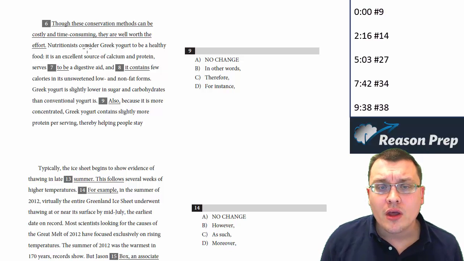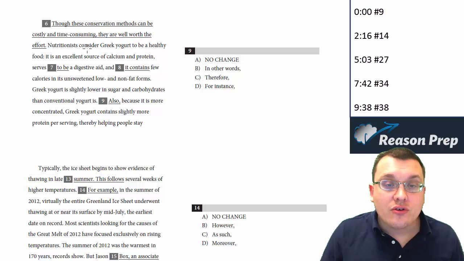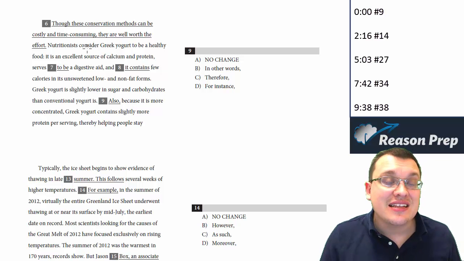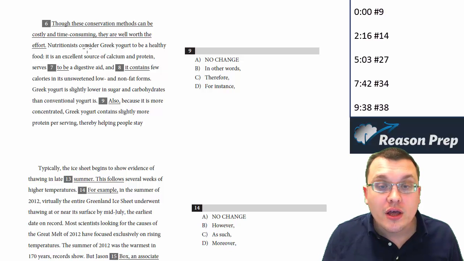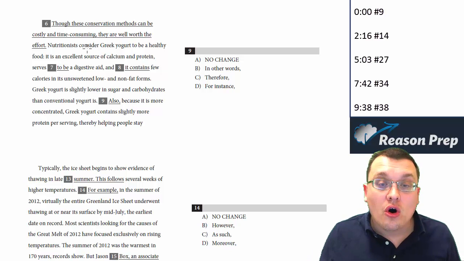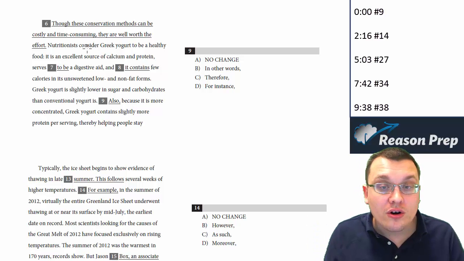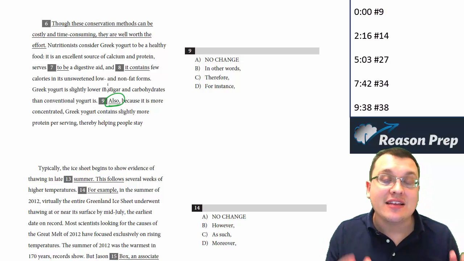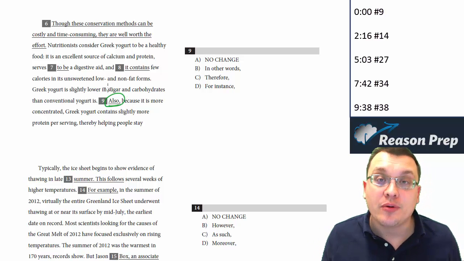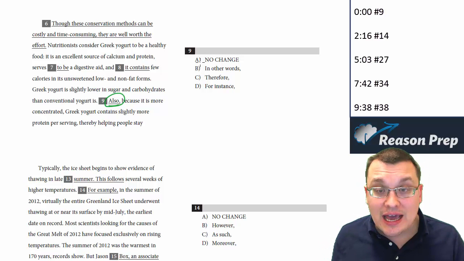Notice here we are listing these benefits of Greek yogurt. And the previous 2 sentences list these benefits, why consumers would want to eat this food. This sentence also gives a benefit. So notice I just used the word also. That word also actually seems like it fits here, because also is showing that we're adding an additional piece of information or an additional example to continue supporting a particular argument. So we actually like A pretty well.